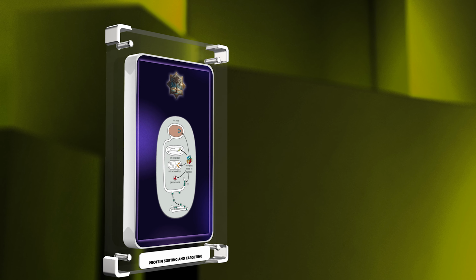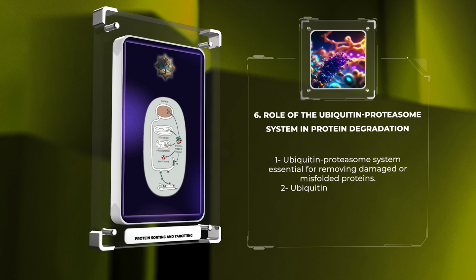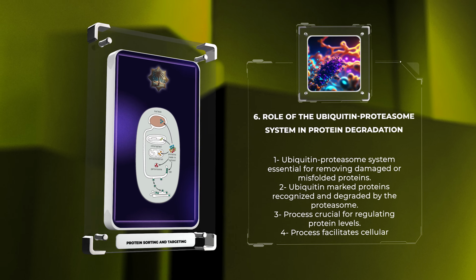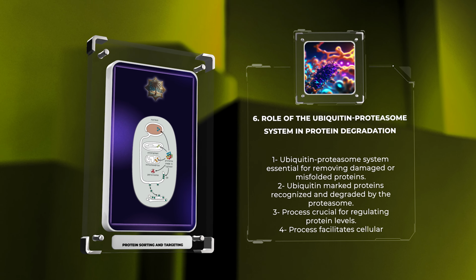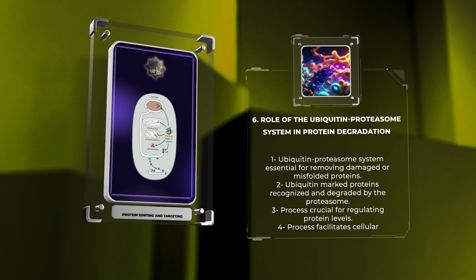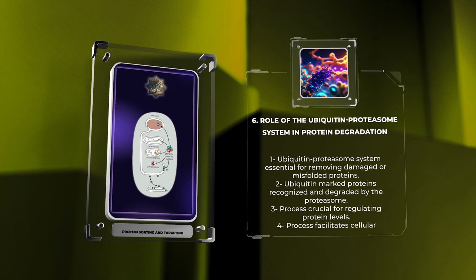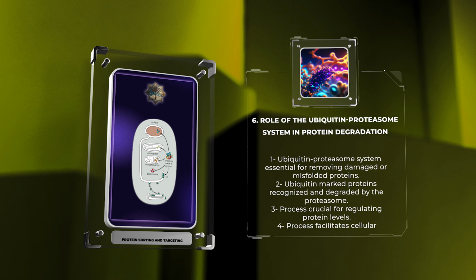The ubiquitin proteasome system is essential for removing damaged or misfolded proteins. Ubiquitin is attached to target proteins, marking them for recognition and degradation by the proteasome. This process is crucial for regulating protein levels and facilitating cellular responses.